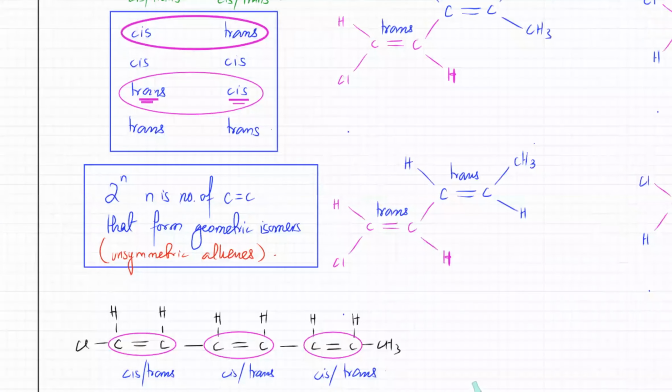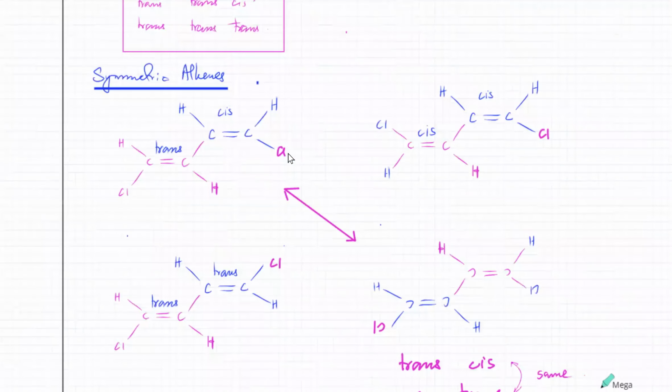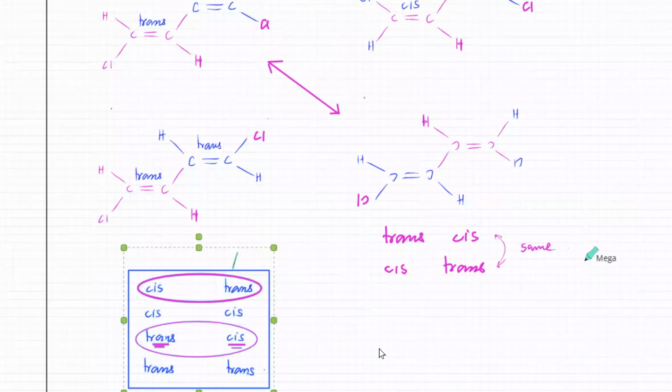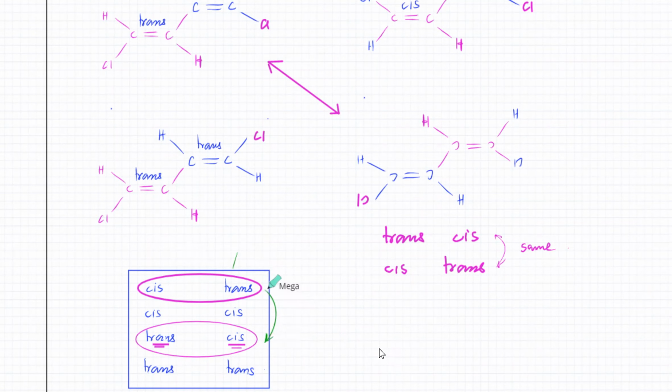So in symmetric, you'll have 3 unique geometric isomers, not 4, because 2 of the arrangements are kind of the same. So 2 to the power n is not going to work in this case, as these two are exactly the same, which is why you don't have to write this one. Cis-trans and trans-cis would be exactly the same. Is that clear?